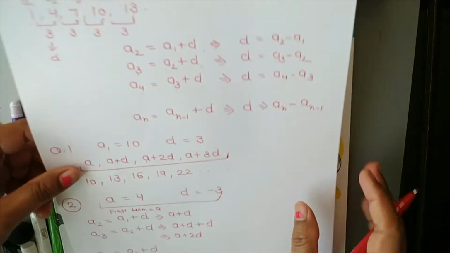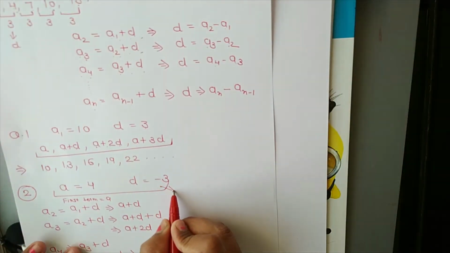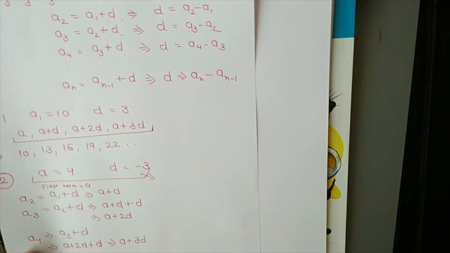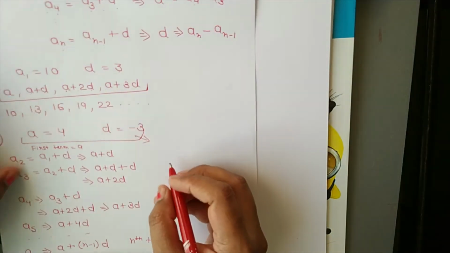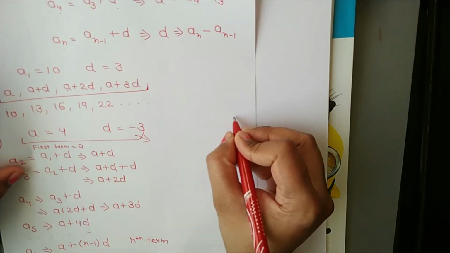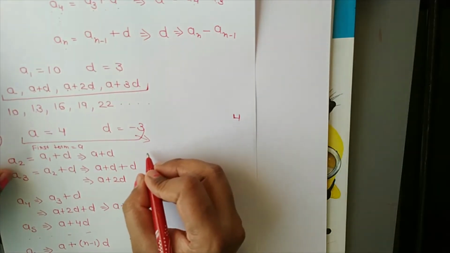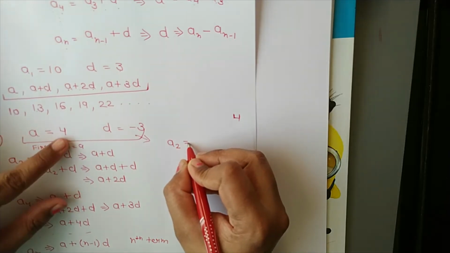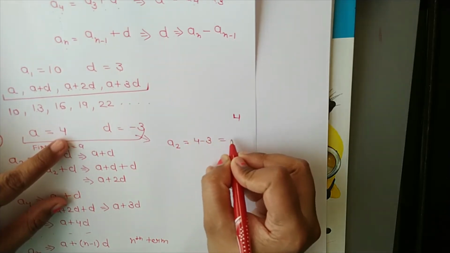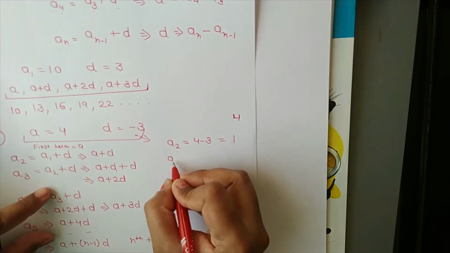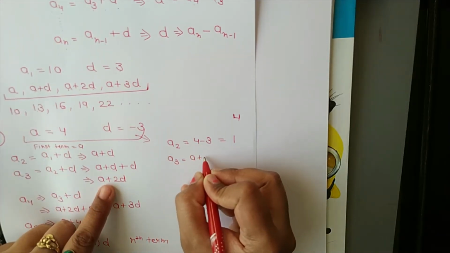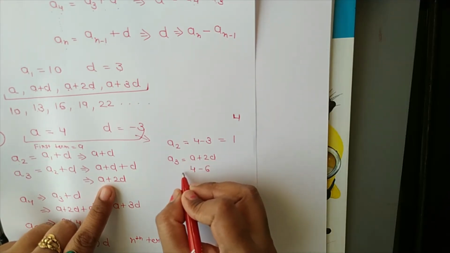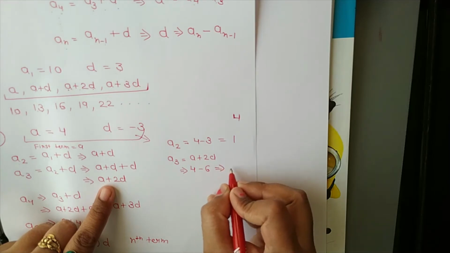Okay, now you will solve this question. a is given 4 and d is minus 3, so we have to find this AP series. So the first term is 4. Now we have to find a2. So a2 is equal to a plus d. a plus d is 4 minus 3, that is 1. Now a3 is equal to a plus 2d. So a is 4, then 2 times minus 3 is minus 6, so it will be minus 2.